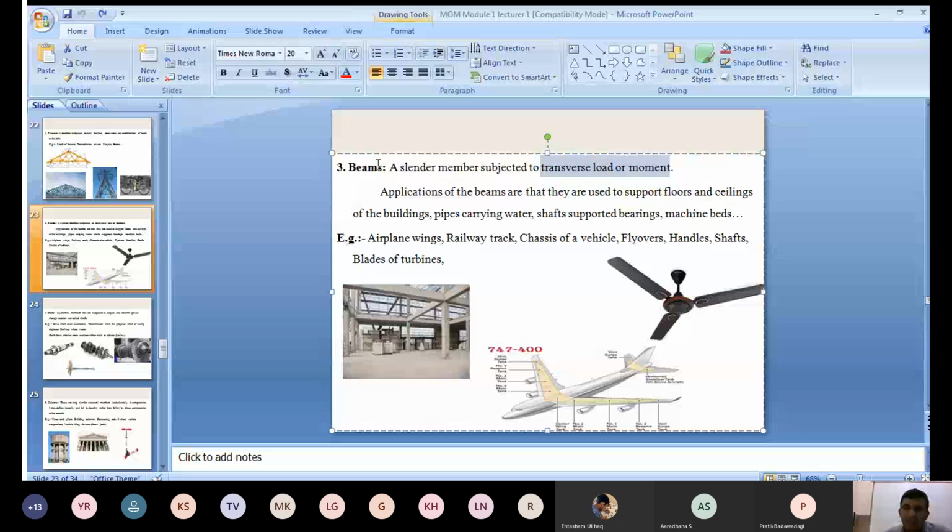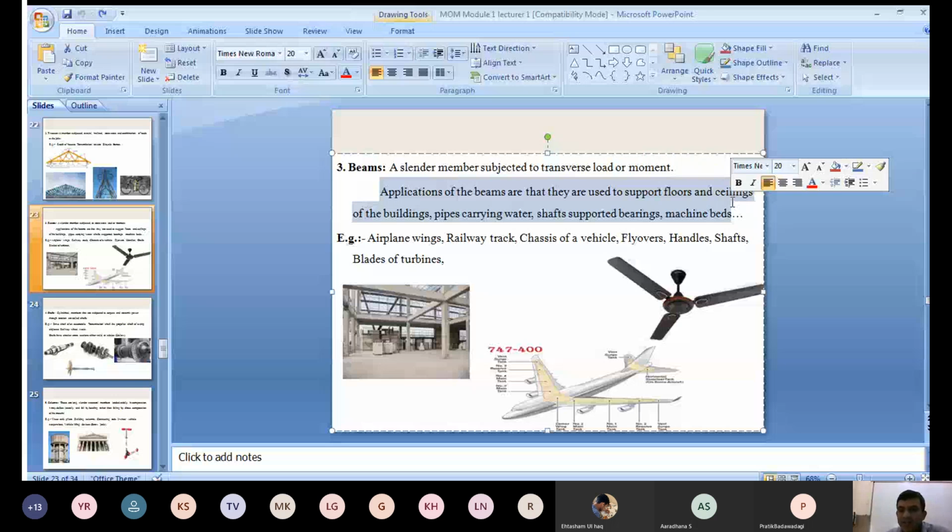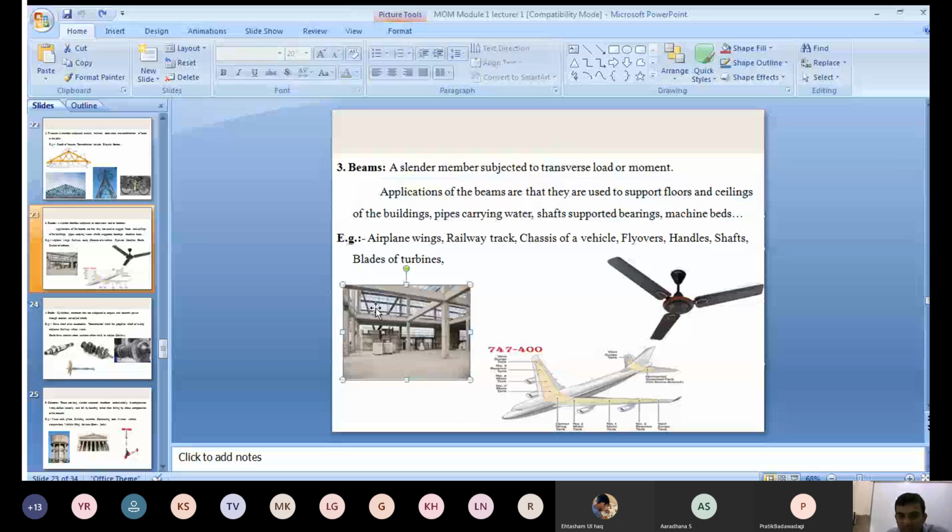The applications of beams are mainly to support the floors and ceilings of buildings, pipes carrying water, shaft-supporting bearings, and machine beds. See that in this picture here. Now, water beams are there. Now the vertical components, this is not a beam. This is a pillar, which we call a column. Later we'll come to that one.